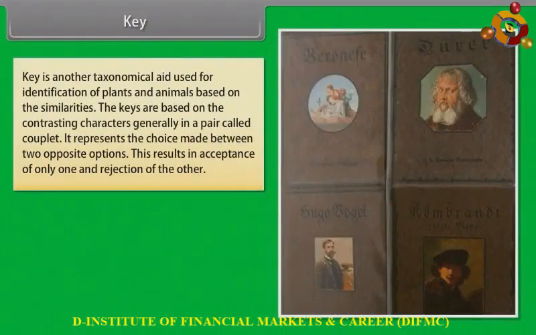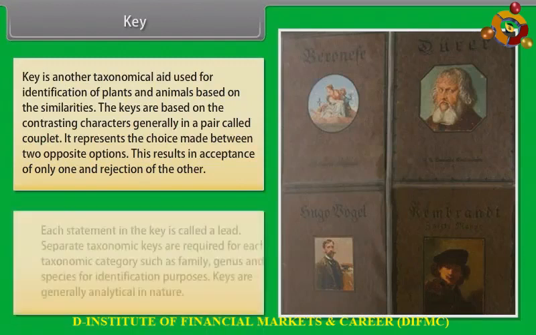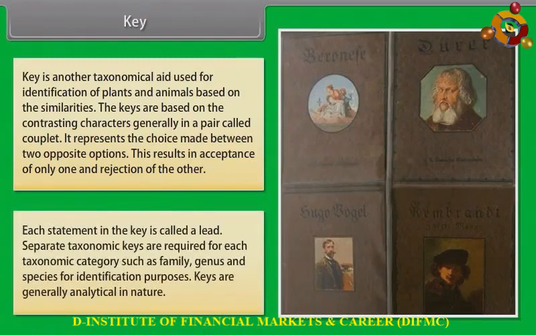Key: a key is another taxonomical aid used for identification of plants and animals based on similarities. The keys are based on contrasting characters, generally in pairs called couplets. It represents the choice made between two opposite options. This results in acceptance of only one and rejection of the other. Each statement in the key is called a lead.